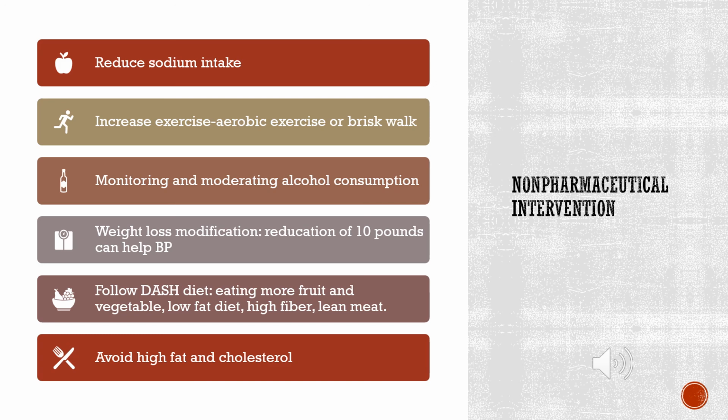As presented, the patient says he consumes about 2 to 3 alcoholic drinks a week, which can be an issue if a patient has hypertension. We want to encourage the patient to reduce his weight by at least 10 pounds. This can help his blood pressure tremendously. We want to make sure the patient follows the DASH diet, which includes eating more fruits and vegetables, a low-fat, high-fiber diet, and lean meats, and also educate the patient about avoiding high fat and cholesterol.